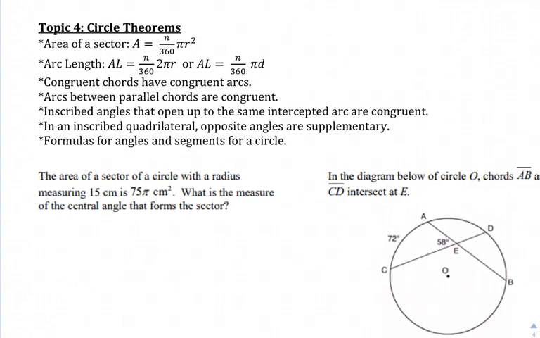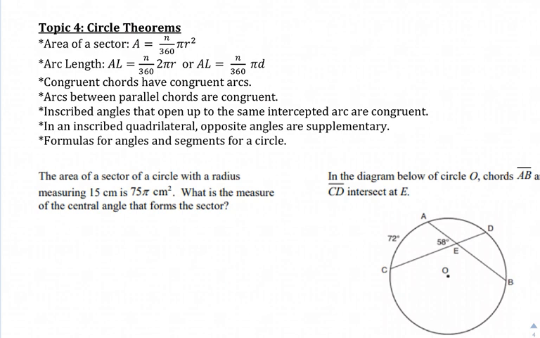Topic 4 is your circle theorem. So just a reminder, area of a sector is A equals n over 360 pi r squared. Arc length is AL equals n over 360 2 pi r, or AL equals n over 360 pi d. Some theorems you gotta keep in mind is congruent chords have congruent arcs. Arcs between parallel chords are congruent. Inscribed angles that open up to the same intercepted arc are congruent. If you have an inscribed quadrilateral, opposite angles are supplementary.